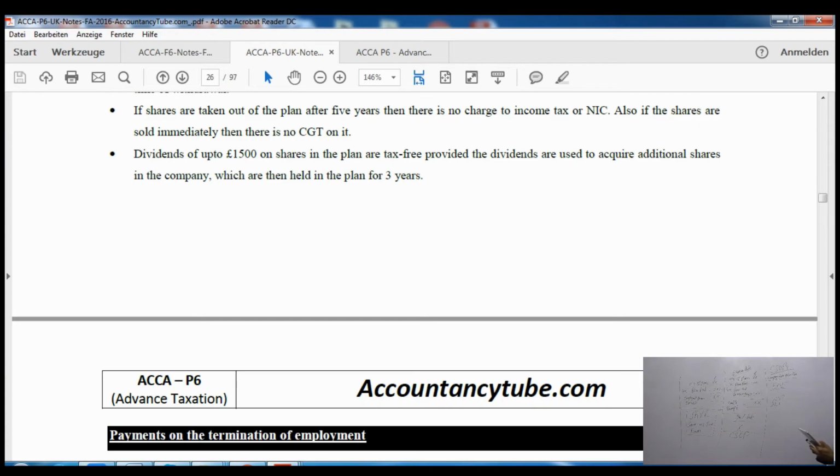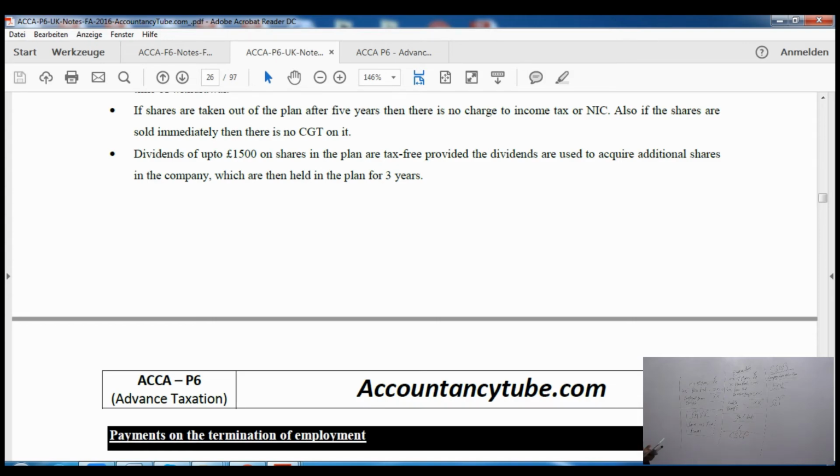After that, it says payments on termination of employment. Now, what would happen is that when you finish with an employment, you are going to another employer or leaving the country or whatever, so you finish with that employment. Say, for example, if I leave Account Institute and if they pay me some payments, then those payments are called termination payments. All right. Now, termination payments are divided into 3 sections. One will be taxable, another will be exempt, and the last one will be partially taxable.